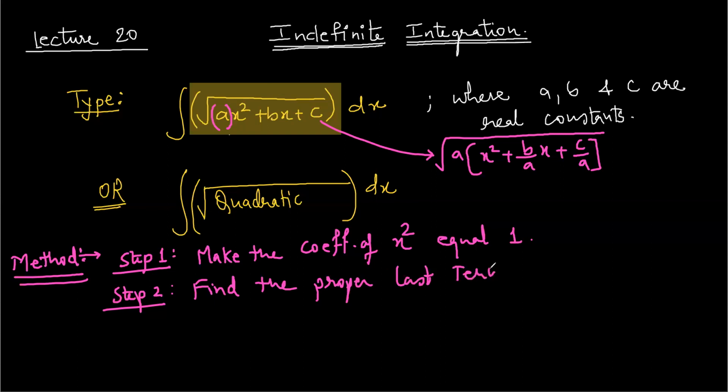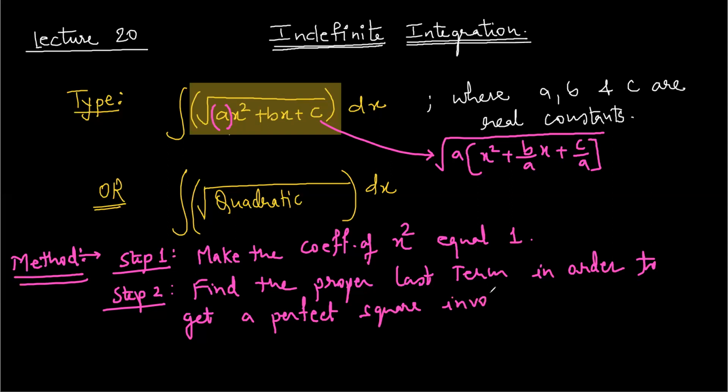Last term in order to get a perfect square involving the variable. Now I'll make you understand what is this.